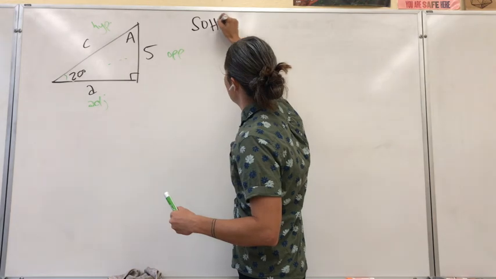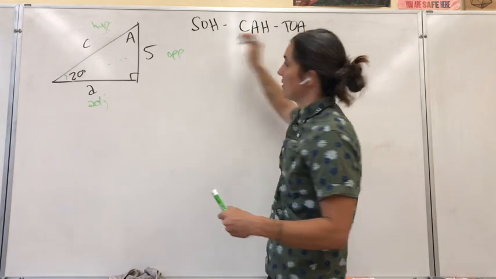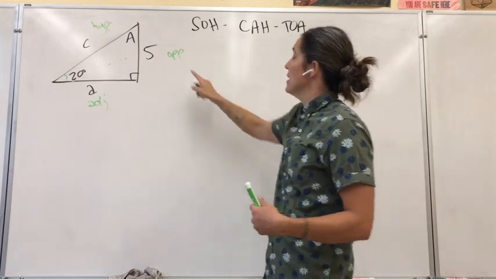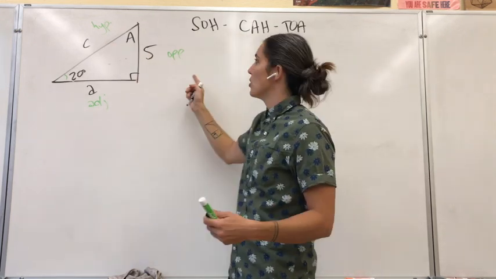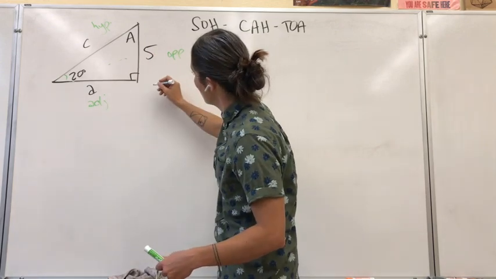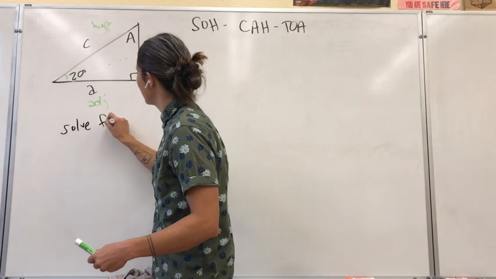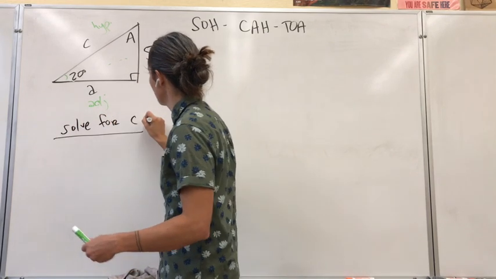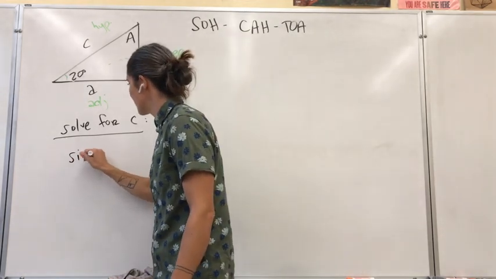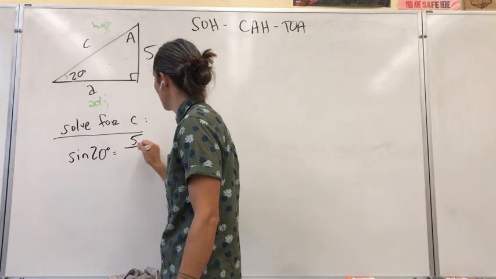You may or may not remember SOHCAHTOA. It's a mnemonic device to help us know whether we should use sine, cosine, or tangent. Since we're working with opposite and hypotenuse, we are going to use sine. So to solve for C, we're going to use sine, and it's going to look like this. We'll have the sine of 20 degrees is equal to opposite 5 over C.